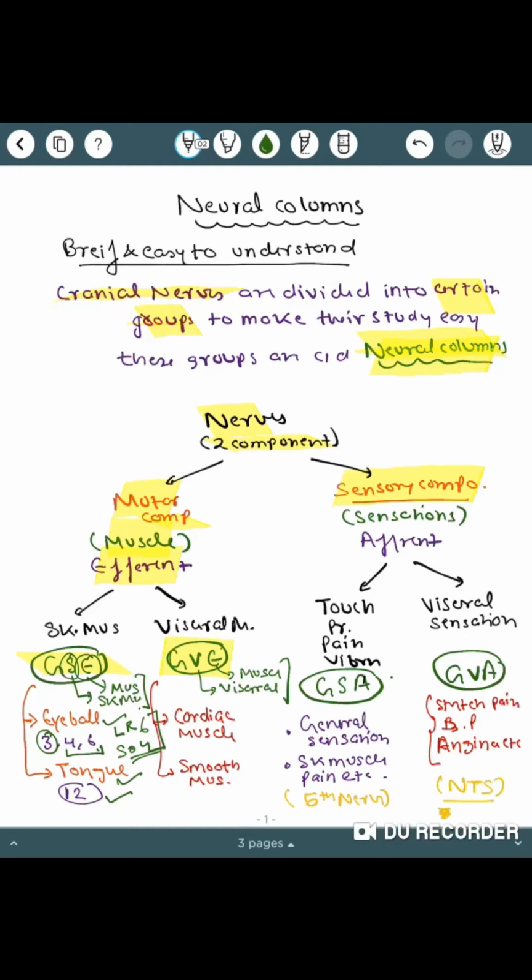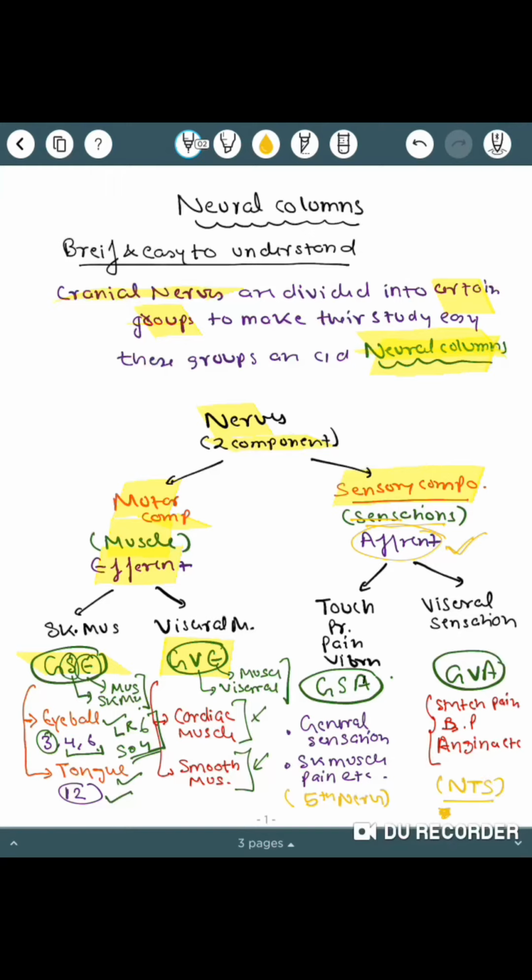Then visceral muscles are the cardiac muscle and other smooth muscles. So the nerves going to the cardiac muscle and other smooth muscles come under GVE. Now we will come to the sensory component. The sensory component carries sensations, as we know. These carry sensation to the brain, so they are called afferent. So we will remember this very easily now, what is the meaning of afferent here.